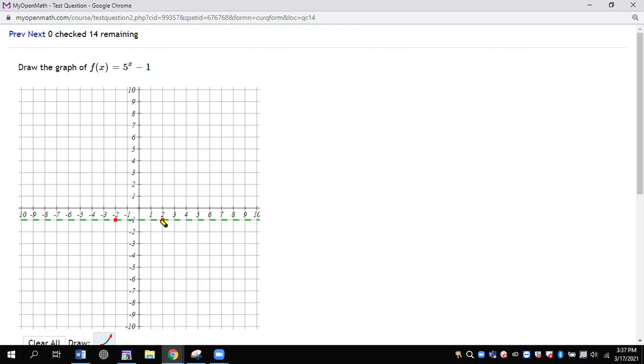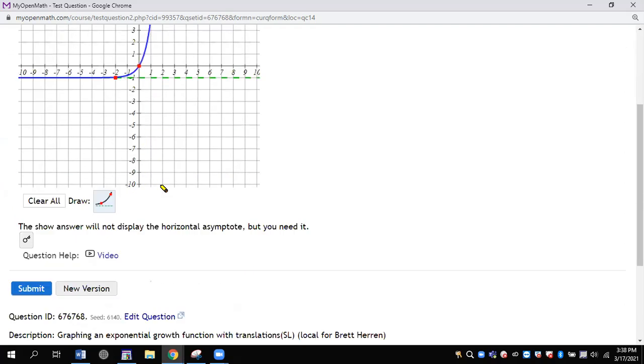And now I'm going to click at another point. Now I'm just doing these in my head. Plug in 0, 5 to the 0 is 1. So it's going to be 0, 0, isn't it? Plug in 0, yeah. Boom. And then I need one more. Plug in 1, it'll be 4. Like that. Boom. Yeah. So you just click once on the horizontal asymptote, and then the other 2 clicks produce the graph. And I think I got this one right.